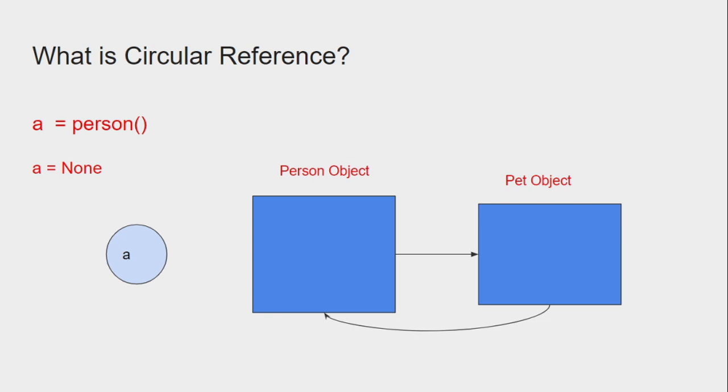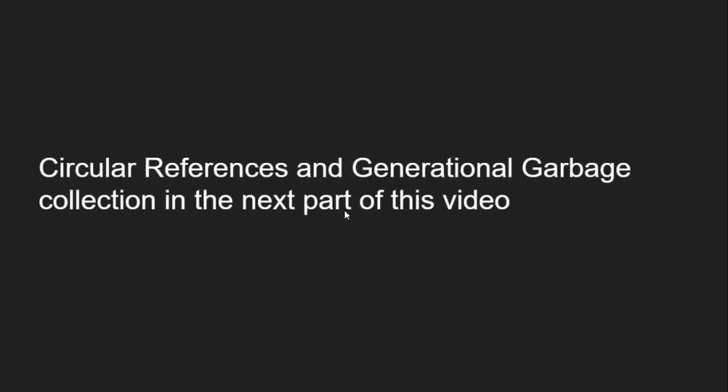To solve this problem, we need something more sophisticated, and for that we will see the tracing garbage collection algorithm, which will be in the next part of the video. In the next part, we are going to show with code examples what circular references are and what generational garbage collection is.